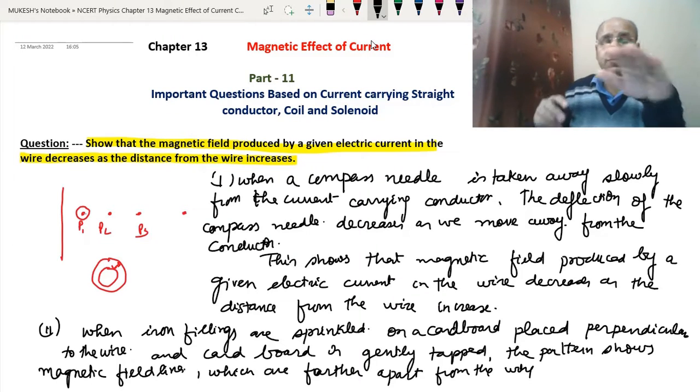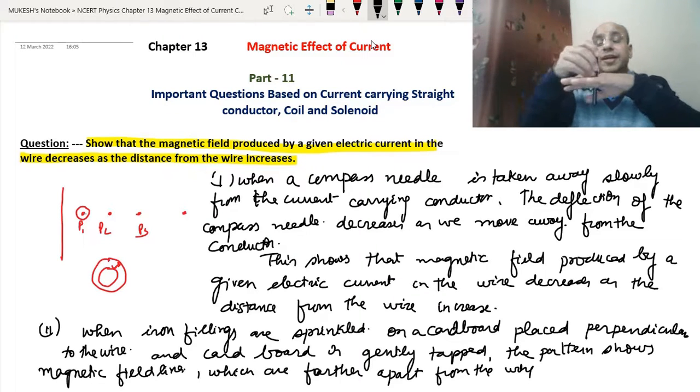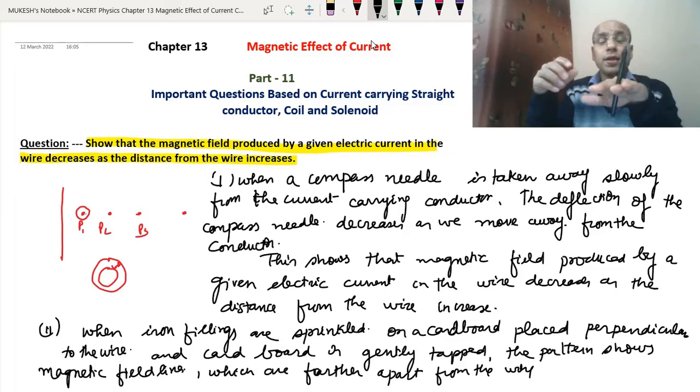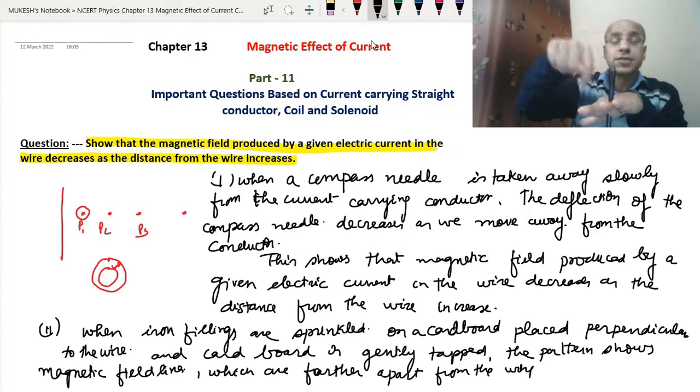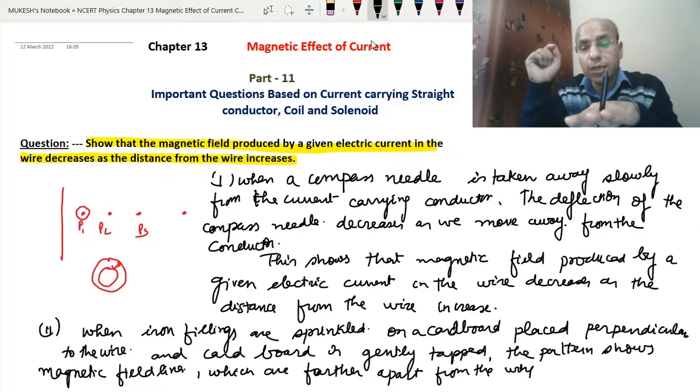What does the second point mean? Suppose this is the current carrying conductor. Now we sprinkle the iron powder here. If we tap it, what will happen? They will just adjust themselves into concentric circles. Near the wire, the gap between the circles will be less, and as we go away from the wire, the gap between the circles will keep on increasing.